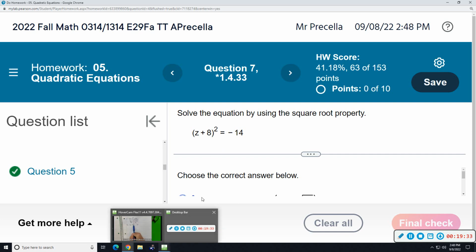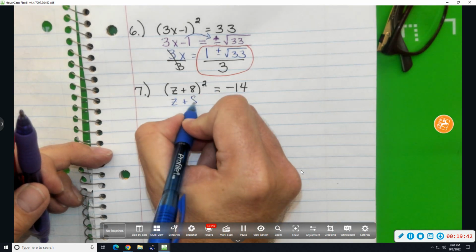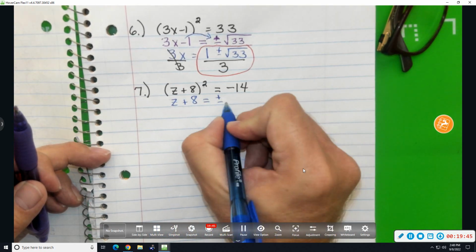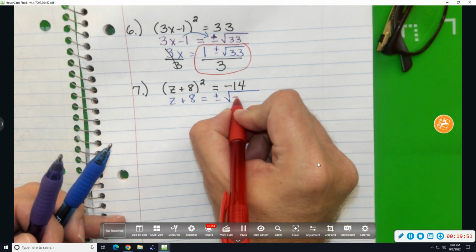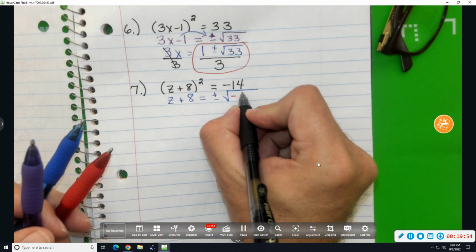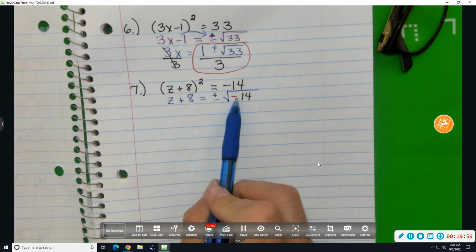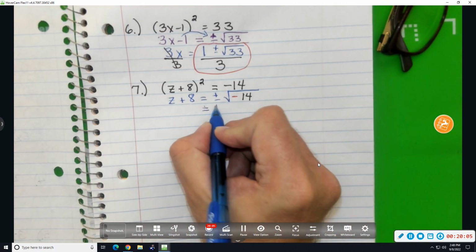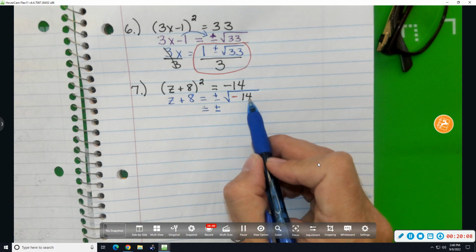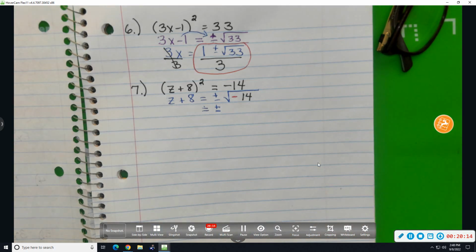So, drop the square on your left. I'll drop the square on the left. Take the positive and negative square root of the number on the right. I'm going to go ahead and put that negative in red. I need to simplify that square root. This square root we can simplify. We can't simplify the square root of 14, but what am I going to replace this red minus sign with? An I.